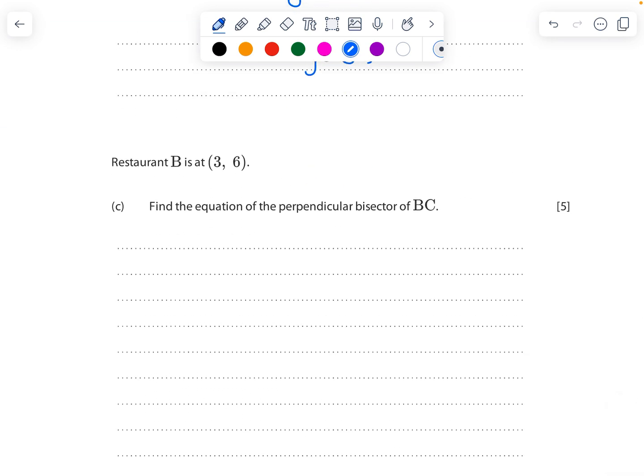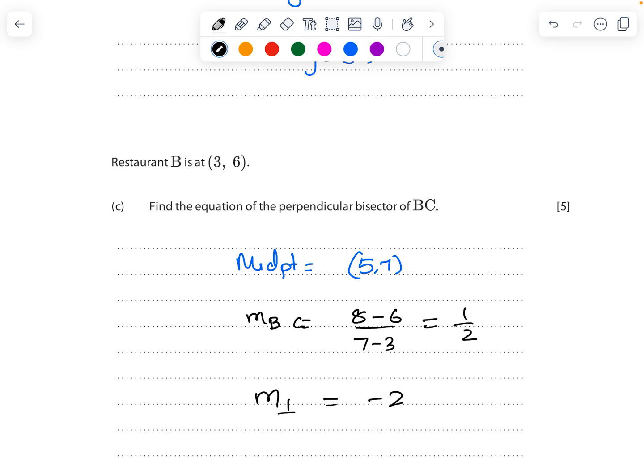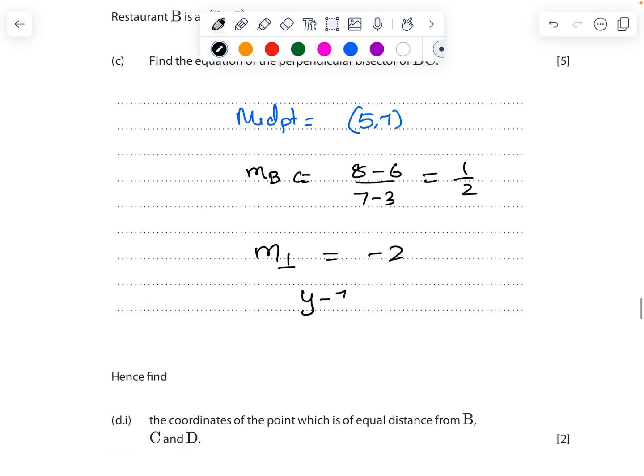Find the equation of the perpendicular bisector. So first of all, I am going to find the midpoint, which is 5, 7. Then gradient of BC, which is (8 minus 6) by (7 minus 3), which is 1 upon 2. Perpendicular gradient will be negative 2. So y minus y1 equals negative 2 times (x minus x1). Y equals negative 2x plus 17.